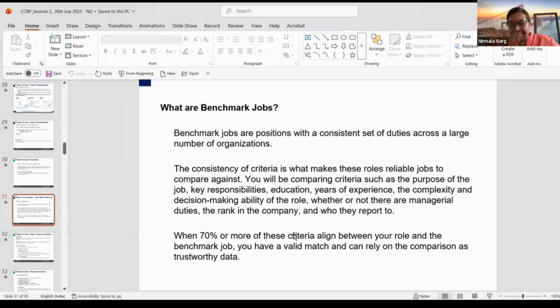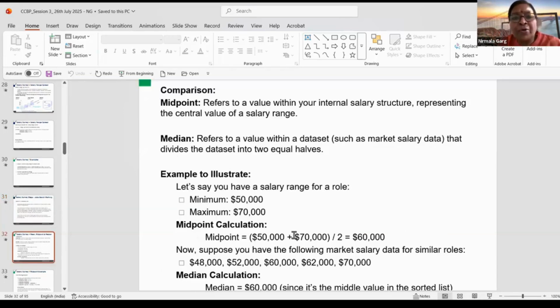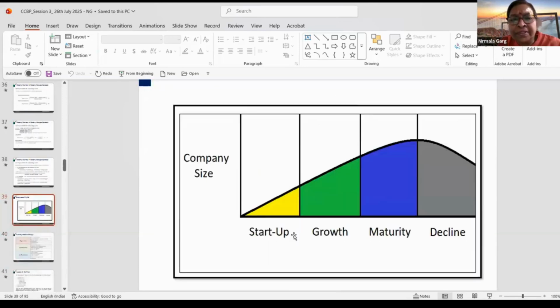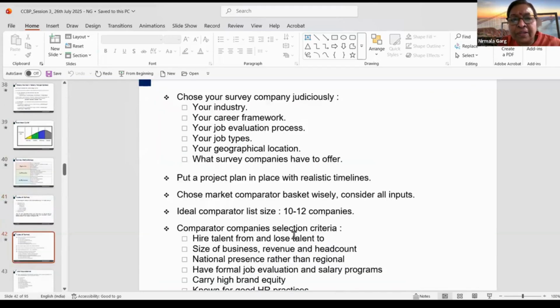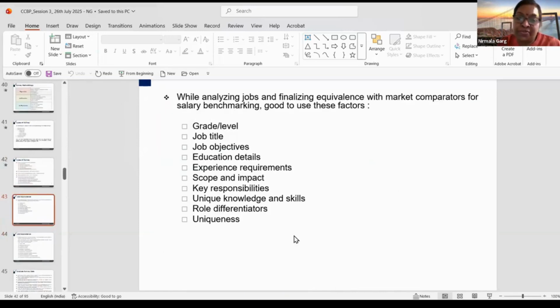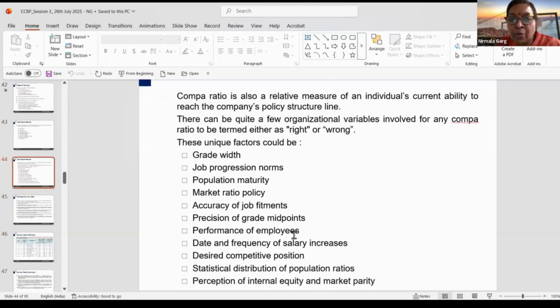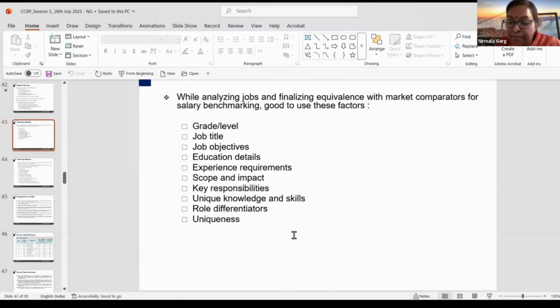Okay. Now, having said that, you have to understand certain statistical terms. What are those statistical terms you need to understand? One is median. What is a median? When we talk about collecting data, median data. What do you understand by median data?